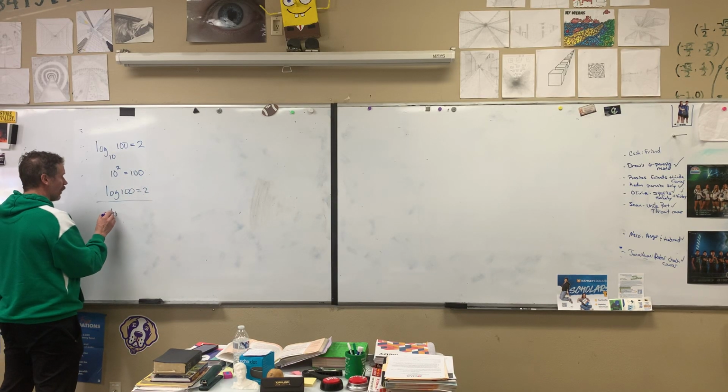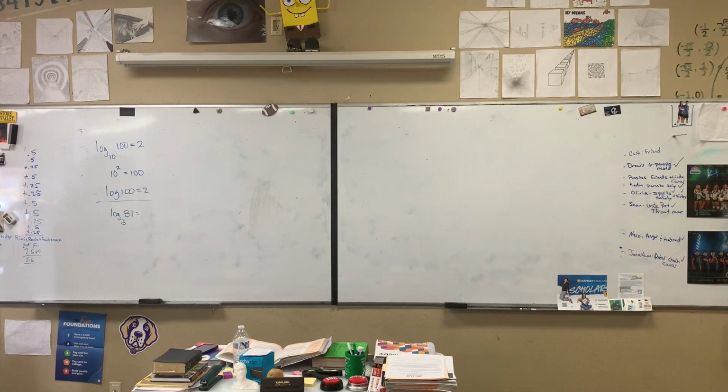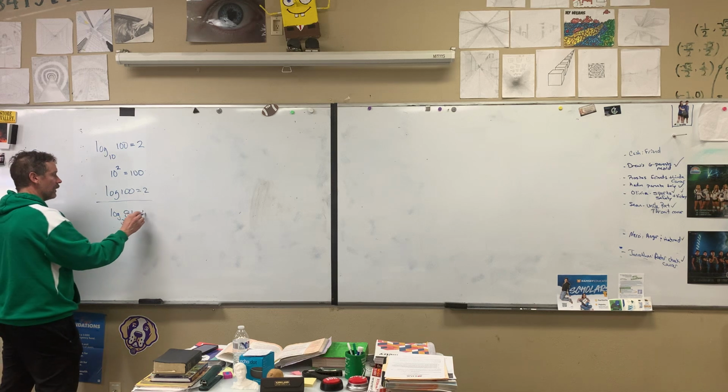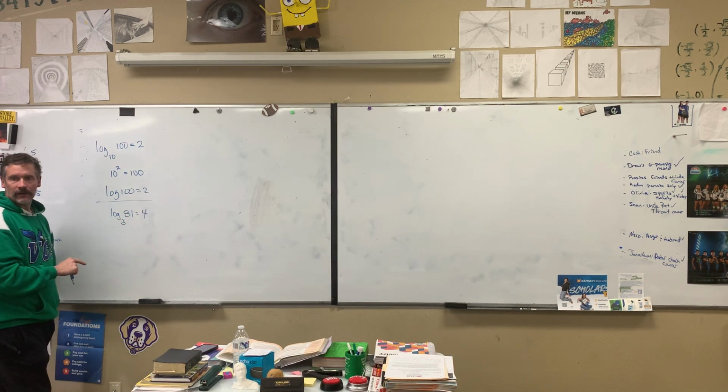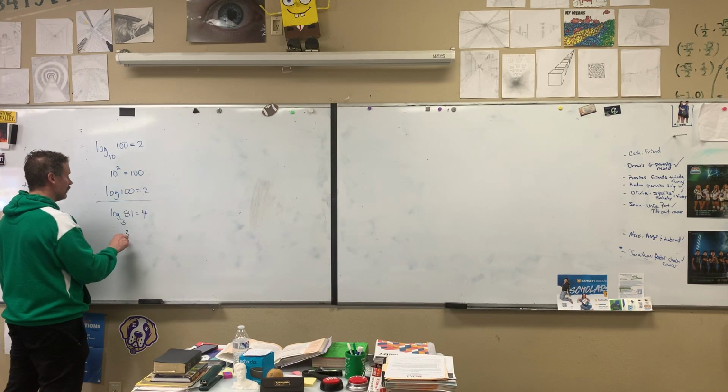So if you said log base 3 of 81, log base 3 of 81 would be equal to 4, right? Because you're saying 3 to the 4th power is equal to 81. So this is the same thing as stating 3 to the 4th is equal to 81.